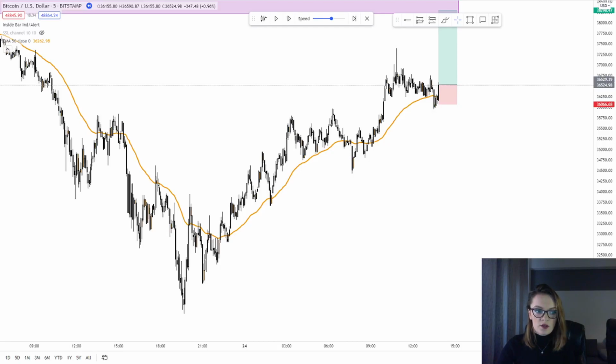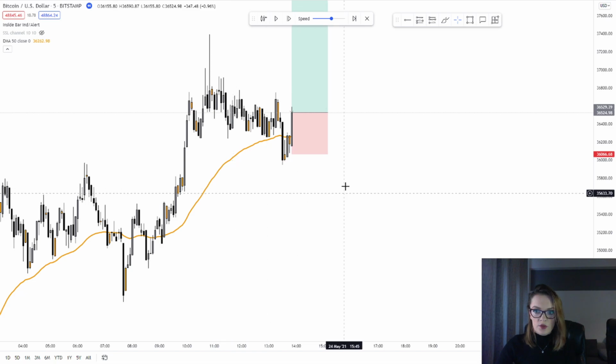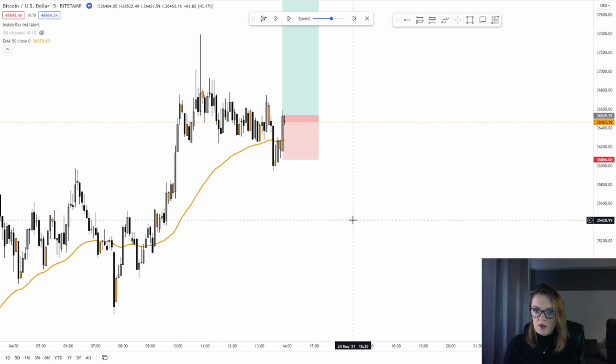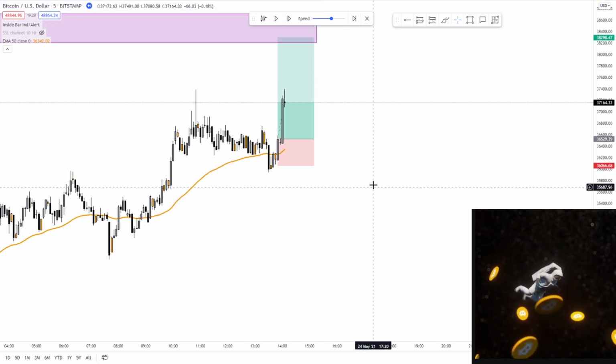Now, regarding our position, let's see how it will play off. Okay, we have some pretty nice candles here.